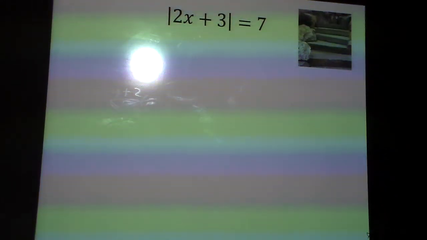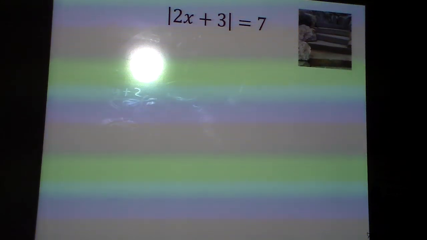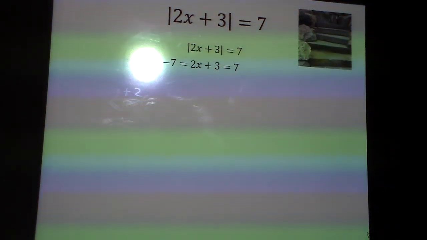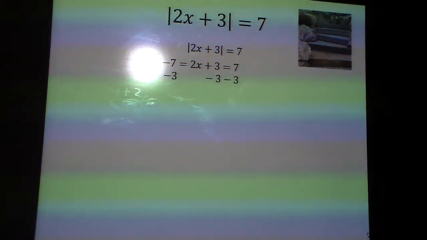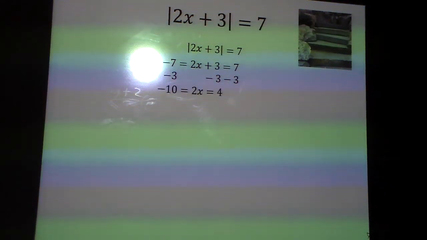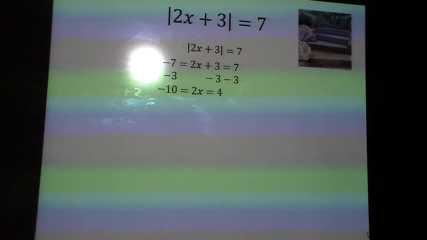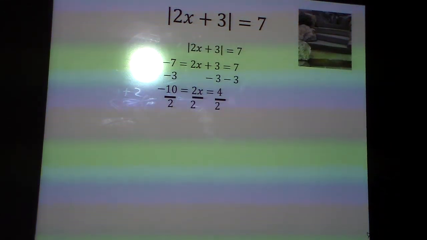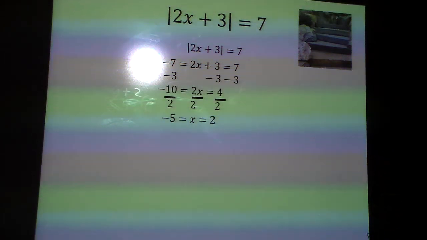So this one here, they're all inside. So I set up my positive answer and my negative answer. And then I'm going to subtract 3 from each side, like I normally would. And -7 becomes a -10. The 7 minus 3 becomes a 4. And then we divide everything by 2. And I would get -5 equals x and x equals 2. Those would be my answers.